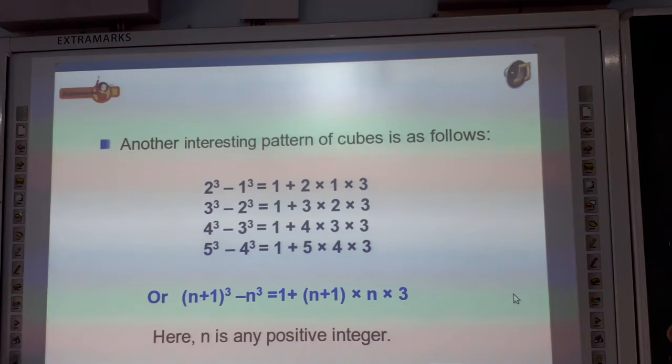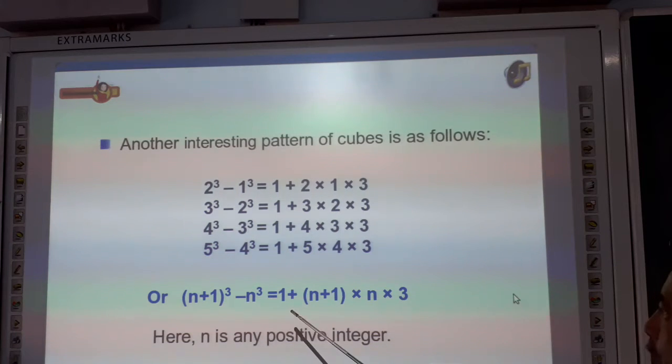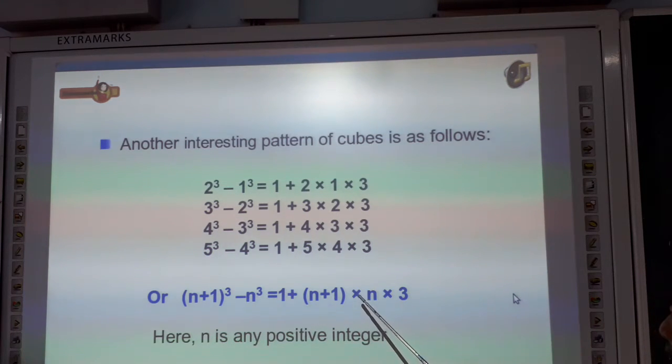Here, let us see the example. Here n is 4, n plus 1 is 5. So 1 plus 5 into 4 into 3.